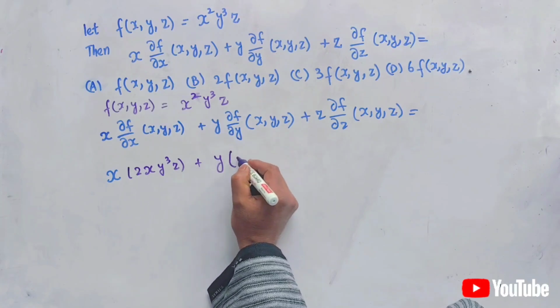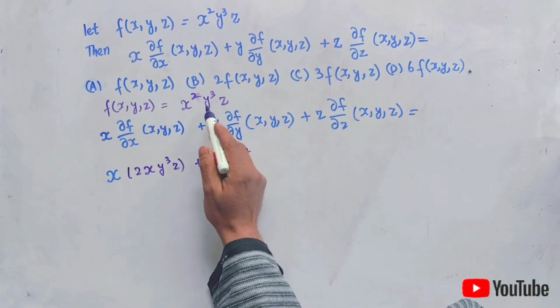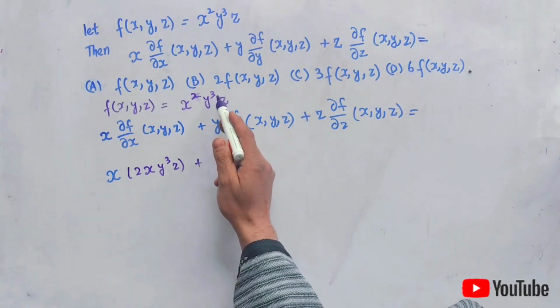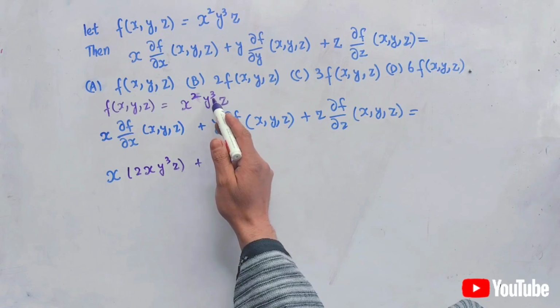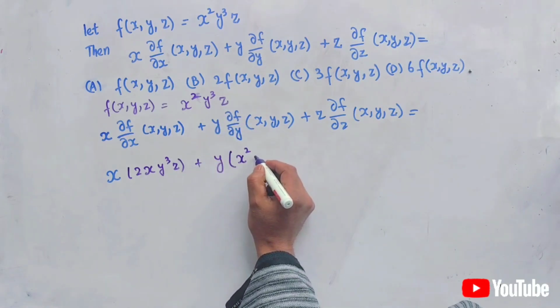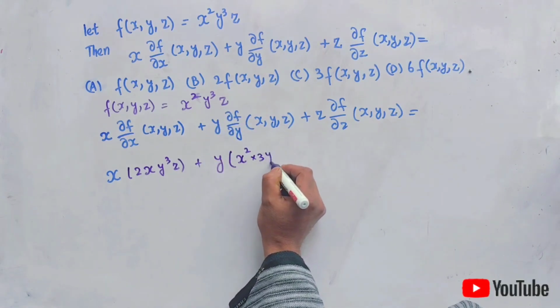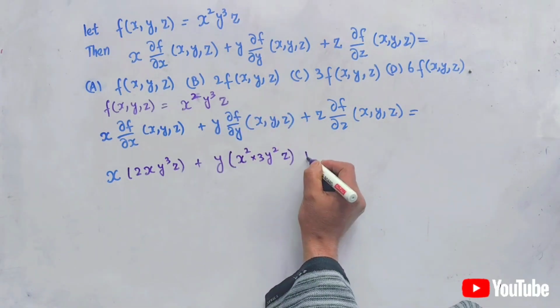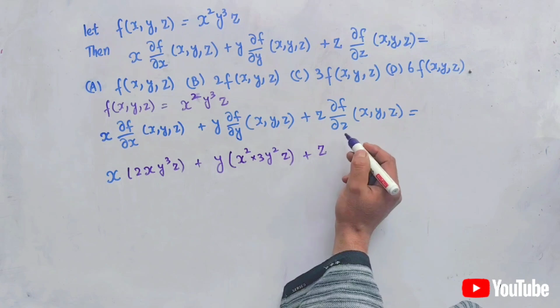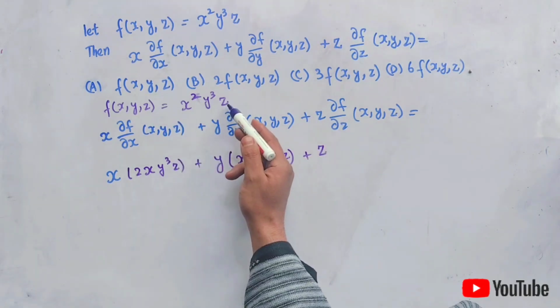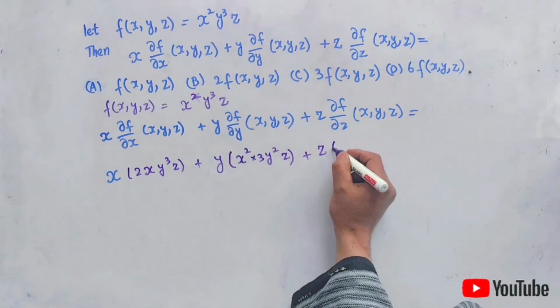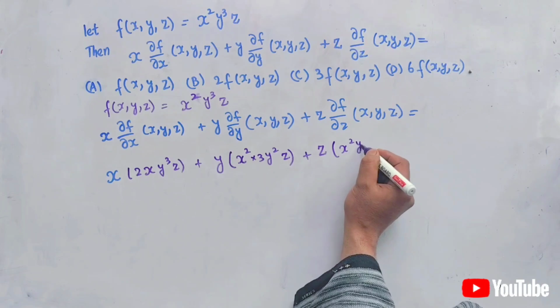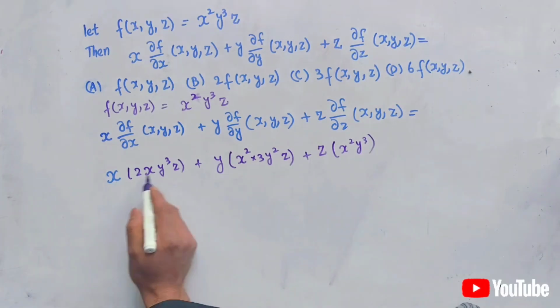In this case x square will remain the same. The derivative of y cube will be 3y square, since the exponent is subtracted by 1, and z will remain the same. Plus then we have z times the derivative of this function with respect to z. The derivative of z is 1, so we are left with x square y cube.